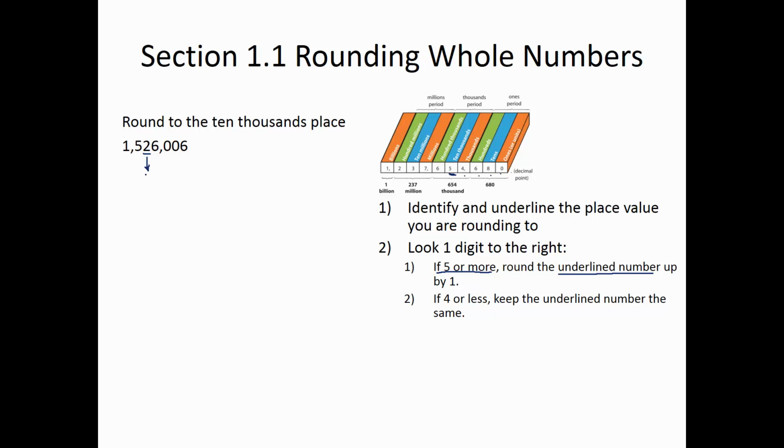So underneath the 2, I'm going to write that 2 bumps up to a 3 because it's followed by a 6. So I had to look to the right of the 2, notice that that 6 is pretty big, and that affects the underlined number. The 2 rounds up by 1.